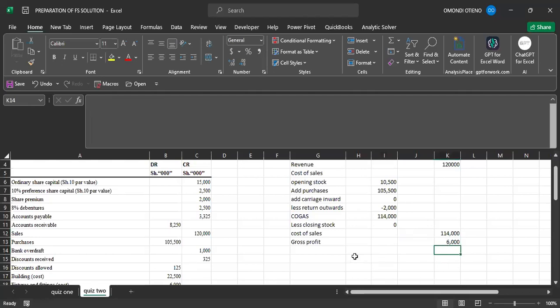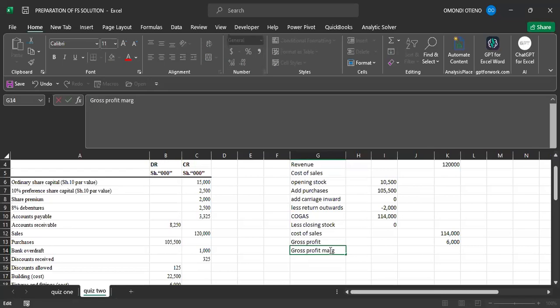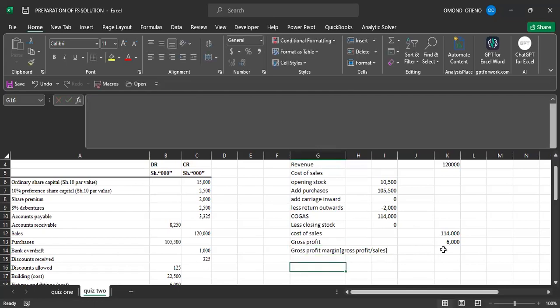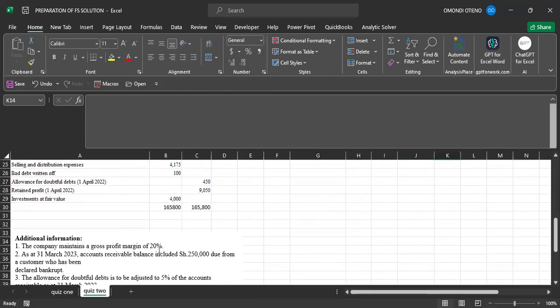That's what we have. Now, the examiner gave us something about gross profit margin. Gross profit margin is equal to gross profit divided by sales value or revenue. Gross profit over sales. So the gross profit margin given by the examiner is 20% under additional information number 1.